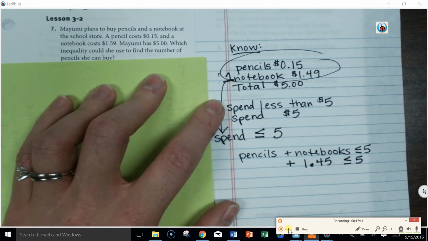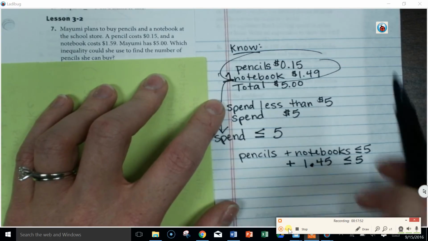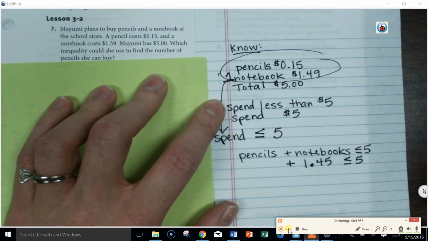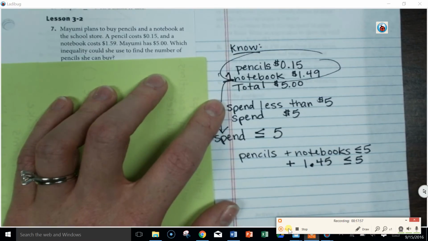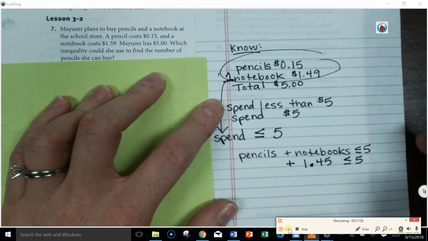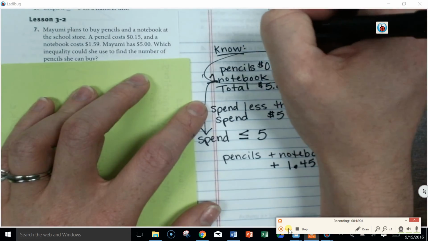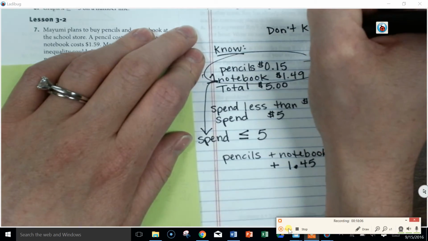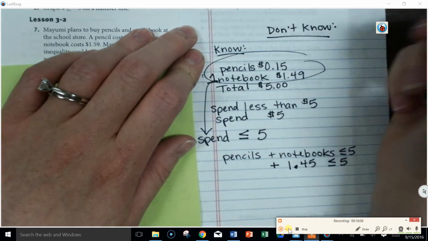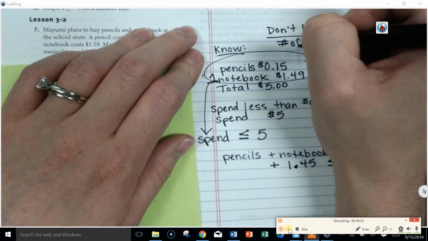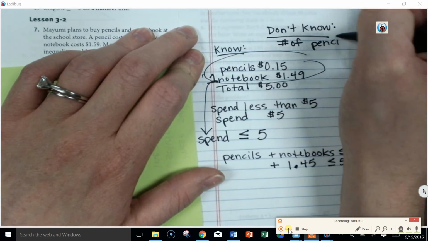I don't know how much I'm spending on pencils. I'm not really sure. But I know each one costs 15 cents. And if I wanted the total amount that I'm spending on pencils at 15 cents each, I would multiply 0.15 by the number of pencils. But I don't know the number of pencils. And once you identify that thing that you don't know, that's going to be your variable. So I don't know the number of pencils.